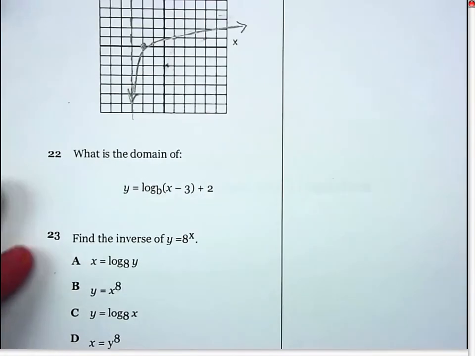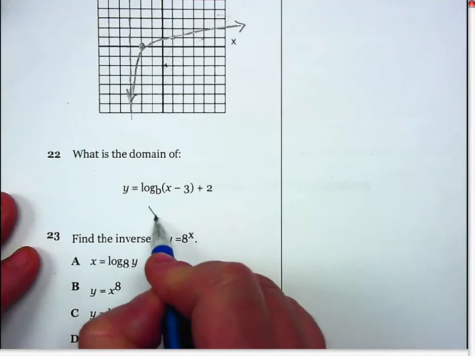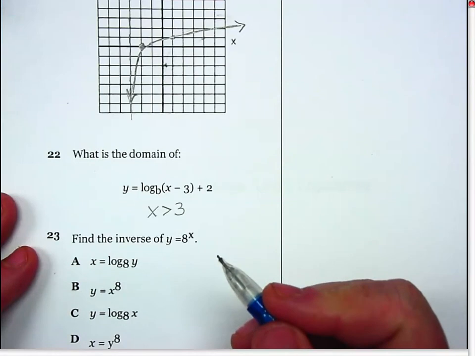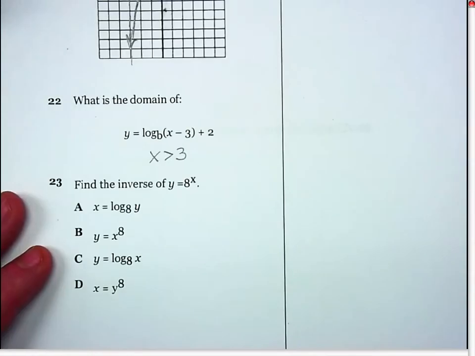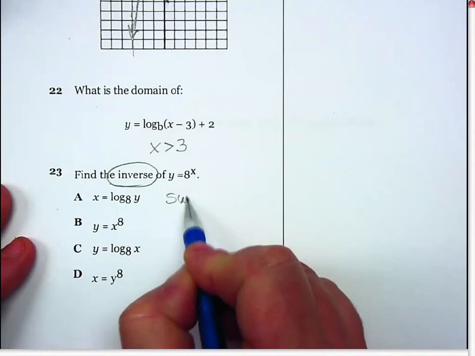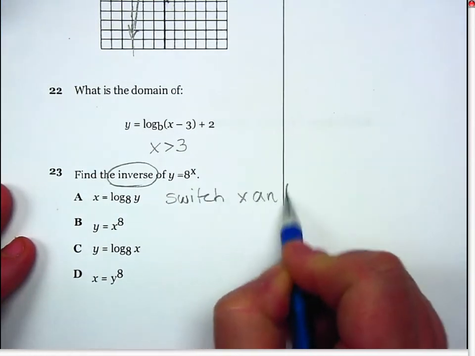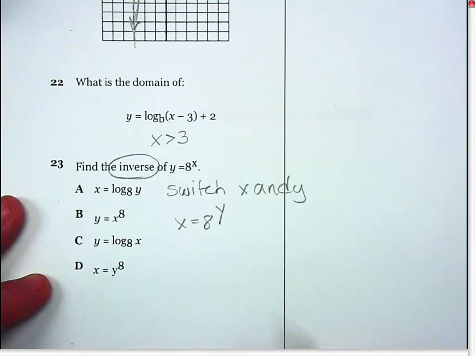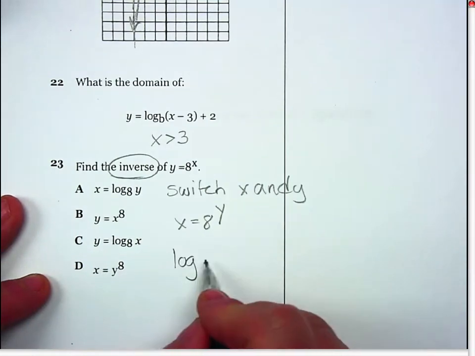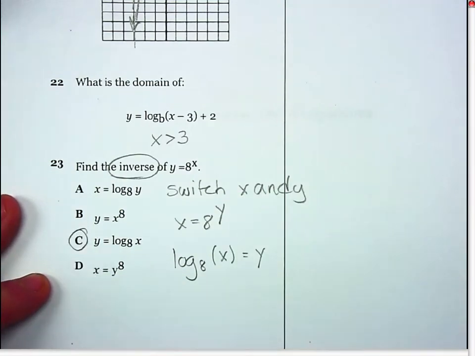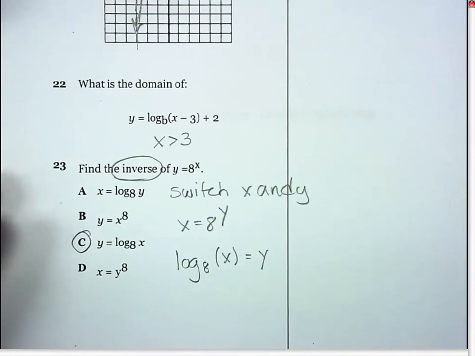Okay? All right, then the domain of this one. X is greater than 3. Good. What would the range be? All reals. Yes. Range of the log is always all reals. Very good. Now the inverse. What do you do on an inverse? Switch x and y. Okay, so we'll switch these two and get x equals 8 to the y. Log base, what's the base? Log base 8 of x equals y. I see. I can do that. Good.